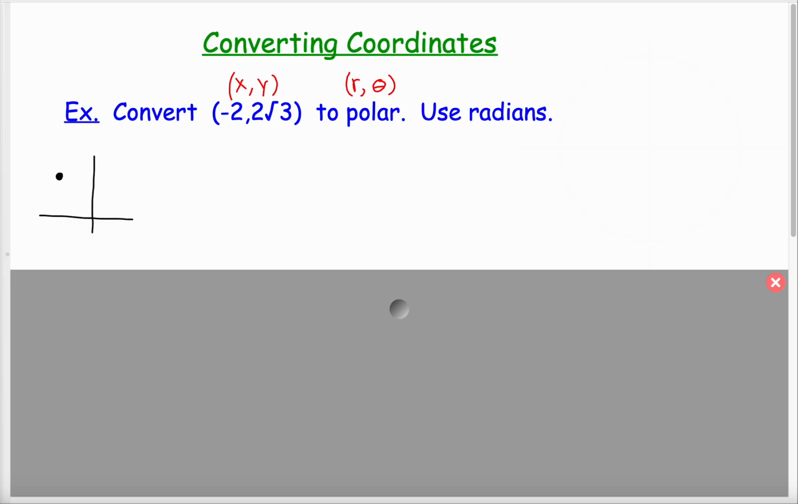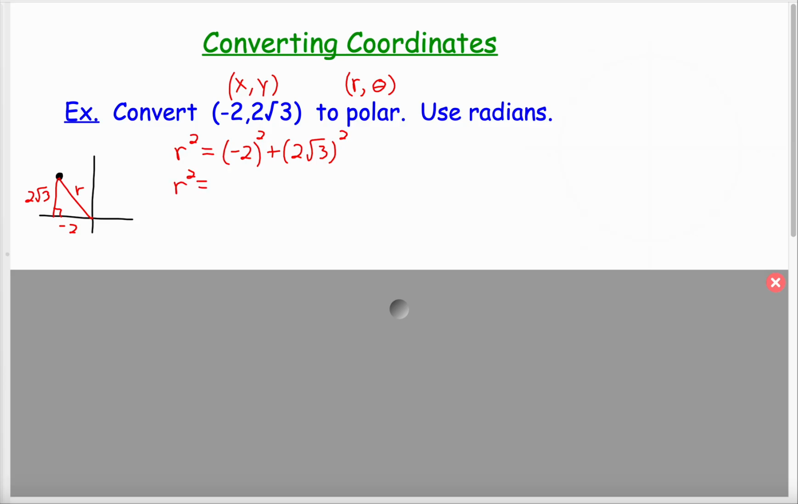So if you remember, we can find the r value. If this is my pole, I'm looking for that value, but I know the two lengths. I know this is -2 and I know this is 2 root 3. So r squared is going to equal (-2) squared, I like putting that in parentheses, plus (2 root 3) quantity squared.